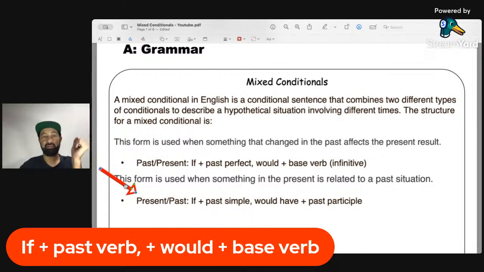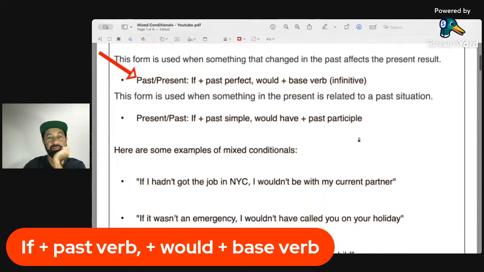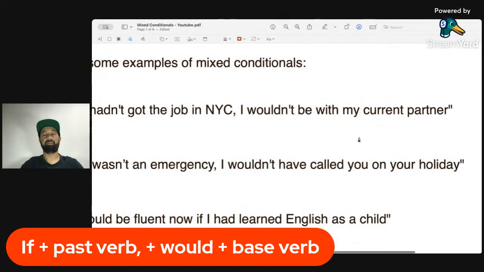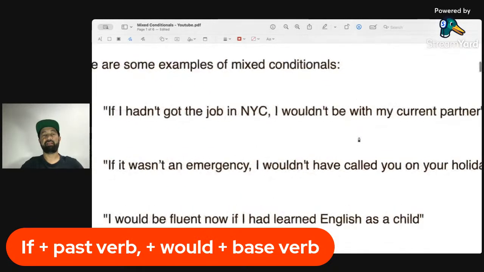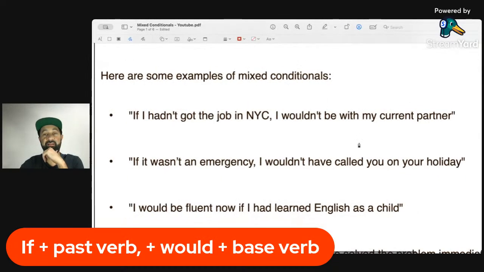Okay, let's look at a couple of example sentences. So let's look first. This is the one we're going to cover right now. My computer was all glitchy again. So first example sentence we have here. It says, if I hadn't got the job in New York City, I wouldn't be with my current partner.